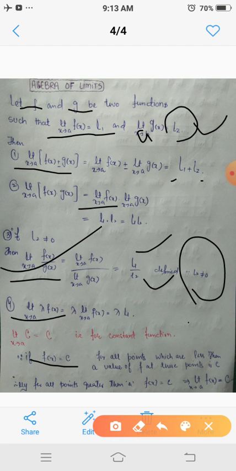Similarly, when we consider the points closer to a from the right side, that is, points slightly greater than a, the value of the function at those points is simply c. Hence the right limit and the left limit are both simply c. So this means that for a constant, the limit is the value of that very function.